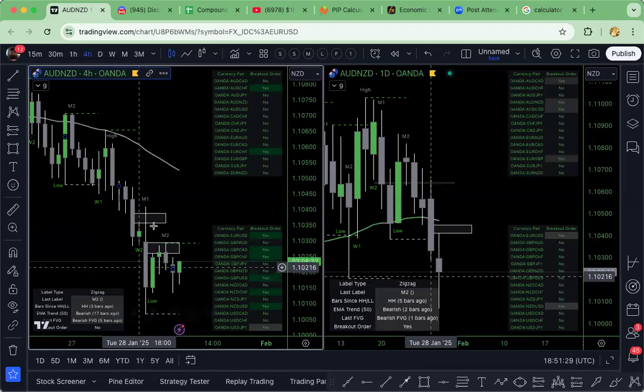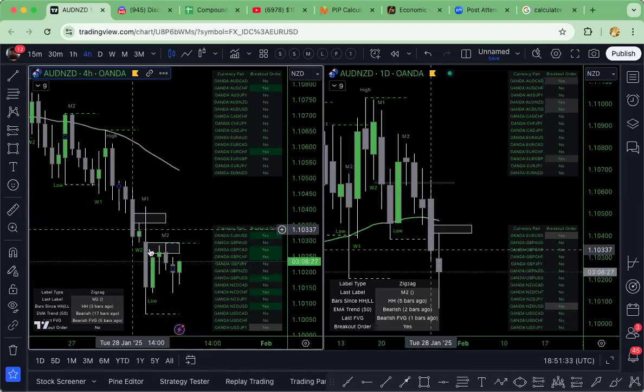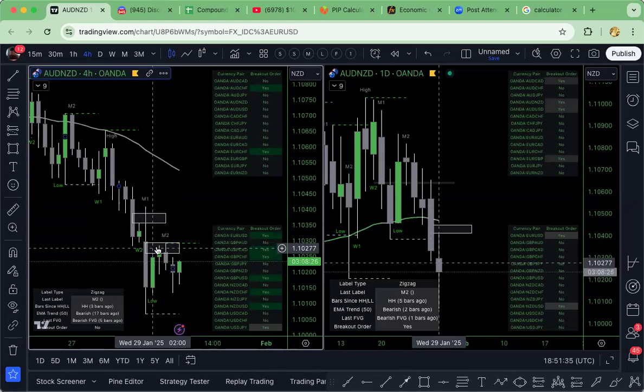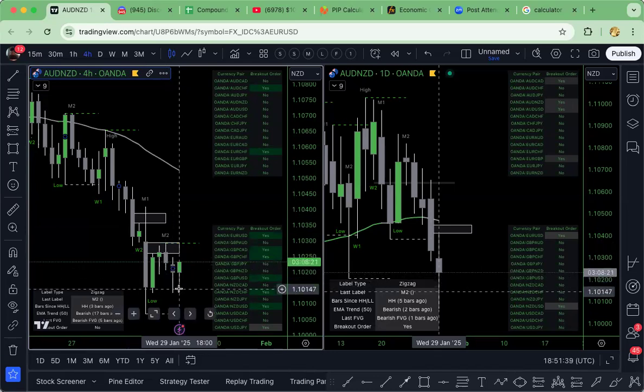But you can see it did the same thing. It went to that 4-hour FEG, rejected, continuation. Here again, the same thing. This was a new 4-hour FEG that appeared. What did it do? Respected it. M2 entry. We're starting to see it sell down a little bit before it pulled back.